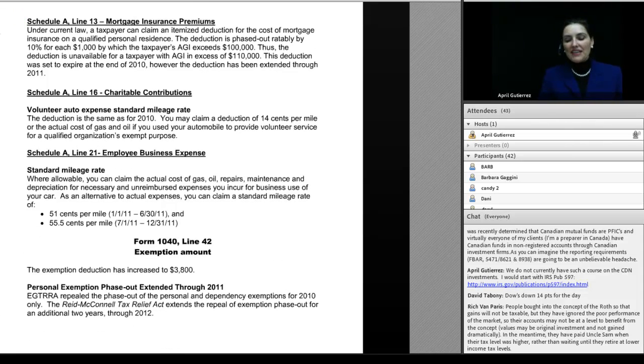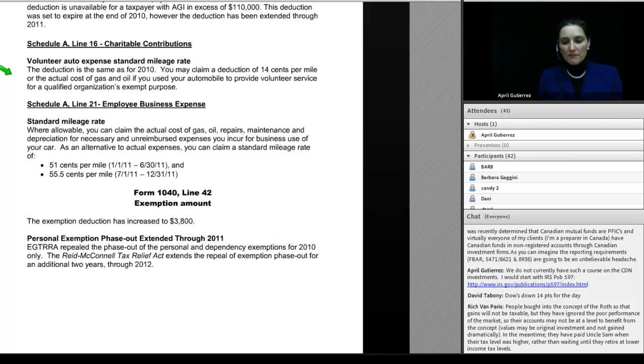Schedule A, line 13, that is where you claim a deduction for mortgage insurance premiums. Under current law, a taxpayer can claim an itemized deduction for the cost of mortgage insurance on a qualified personal residence. This also was set to expire at the end of 2010. However, it has been extended through 2011, which means that after 2011, the mortgage insurance deduction may have disappeared. But we are allowed to claim it for this year.